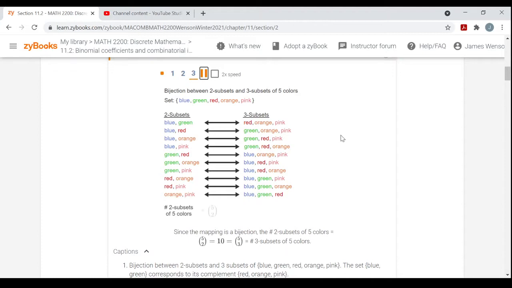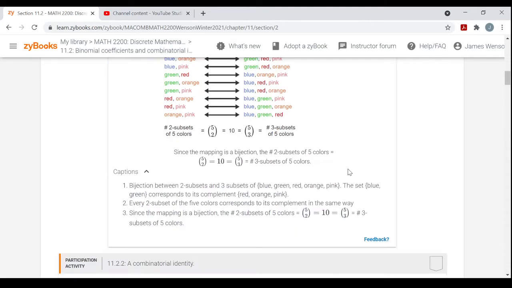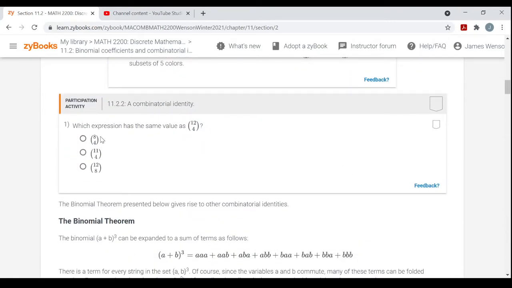Right. Okay, and that's what they're explaining down here. Wonderful. Alright, so based on the identity above, which expression has the same value as 12 choose 4? Well, that would be 12 choose 8, wouldn't it?